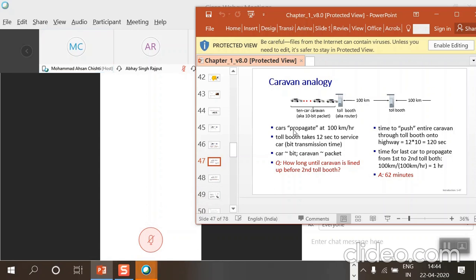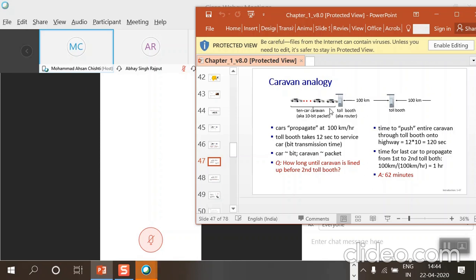Now, let me see this slide. A question: how long until the caravan is lined up before the second toll booth? Have a look at it. If you have any questions, we can discuss that in this class. Also, there is a question: will cars arrive at the second booth before all cars are serviced at the first booth? Look at that as well.